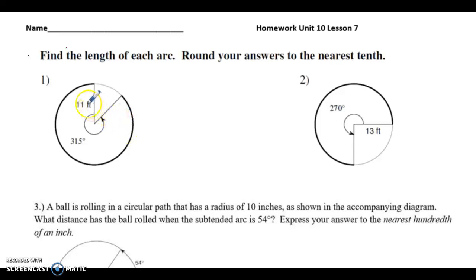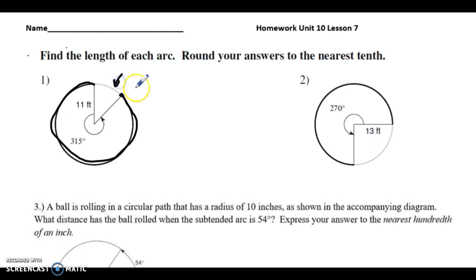All right, Unit 10, Lesson 7 homework. Find the length of each arc. I want to find the length of the arc basically that goes from here all the way around the one that was highlighted in black. Now notice that we are excluding part of the circumference of the circle here. I don't want to include this part of the circumference.